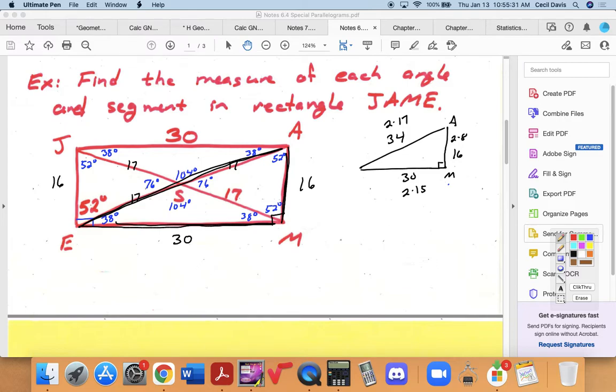So when you're working these problems, the little triangles in a rectangle are isosceles. The big triangles in a rectangle are right triangles. Okay? With our next figure, that's going to be reversed.